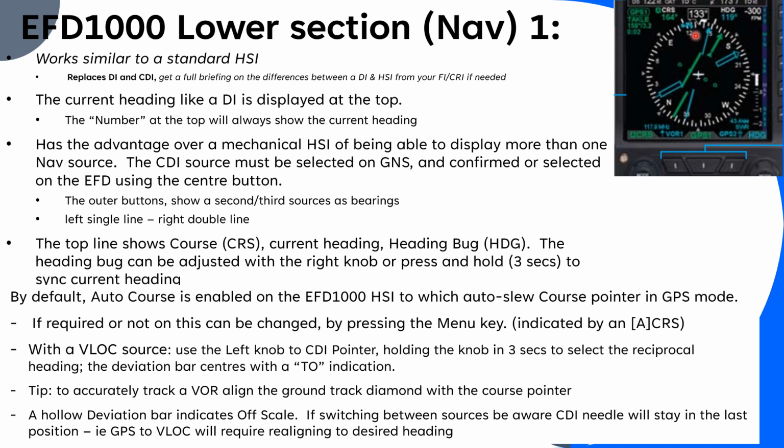You'll notice, just slightly there, you can see under the heading bug a small blue diamond. That is our ground track. I'll mention that again shortly, but pulling the ground track onto the course pointer means you are following the track over the ground, which will take you along that course accurately. If you see a hollow deviation bar, it means it's off scale. When switching between sources, be aware the CDI needle will stay in the last position. So if you're switching between GPS and VLOC, you will need to readjust the CDI if you want to follow a particular course.